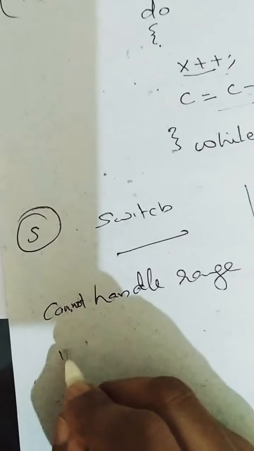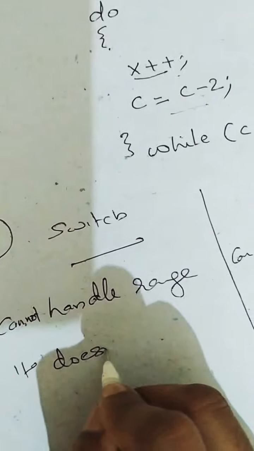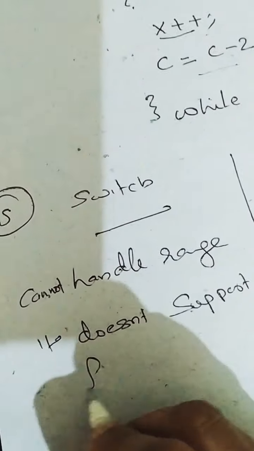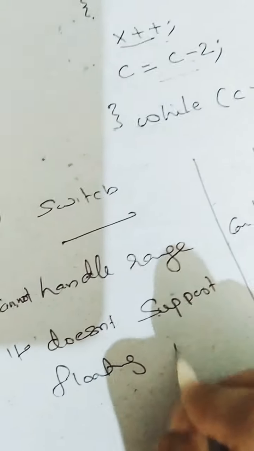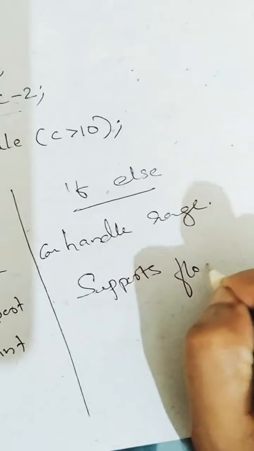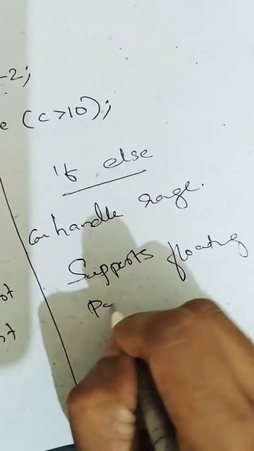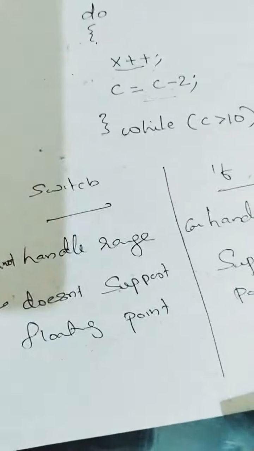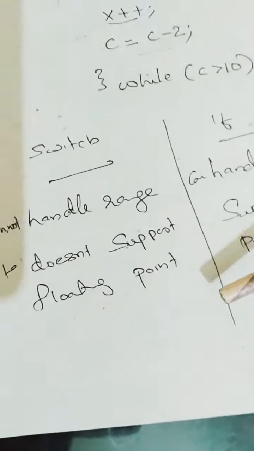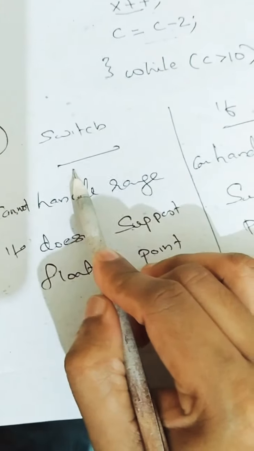Switch does not support floating point, whereas if else supports floating point. So any two points only you have to write. You can write these two: if else can handle range, switch cannot handle range, and you can simply write it's a multi-branch statement.